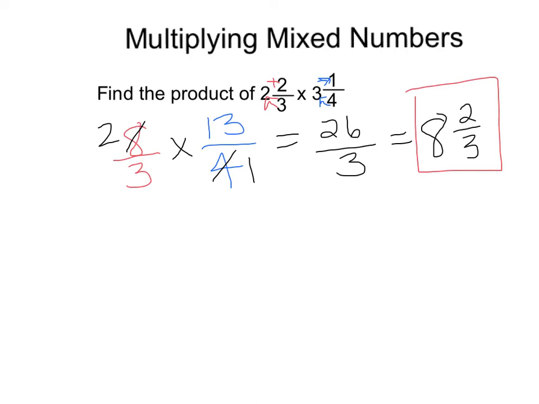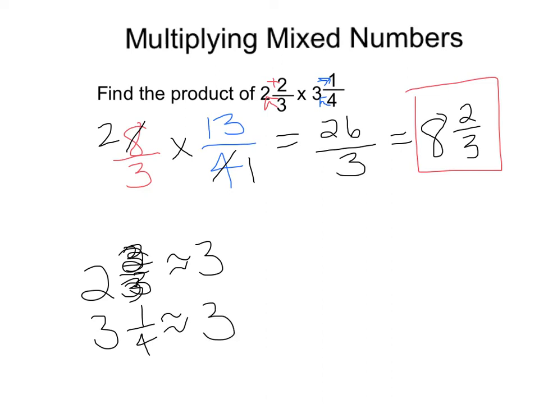Now if you go back to the original problem and think, okay, 2 2/3, oops, hang on. Two 2/3, you know, that's close to 3. And 3 1/4, that's close to 3 too. So if we think 3 times 3, close to 9. So if our answer is close to 9, our answer is reasonable.